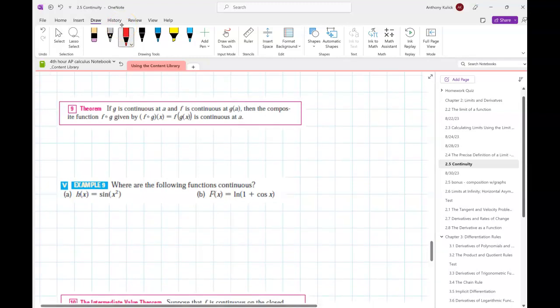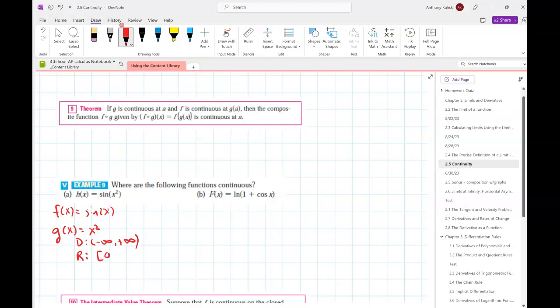So let's look at an example here. We have the composite function sine of x squared. So my outer function here, f of x, is equal to sine x. And my inner function here is x squared. Okay? So for the inner function, the domain is all real numbers, and the range is 0 to positive infinity, right?